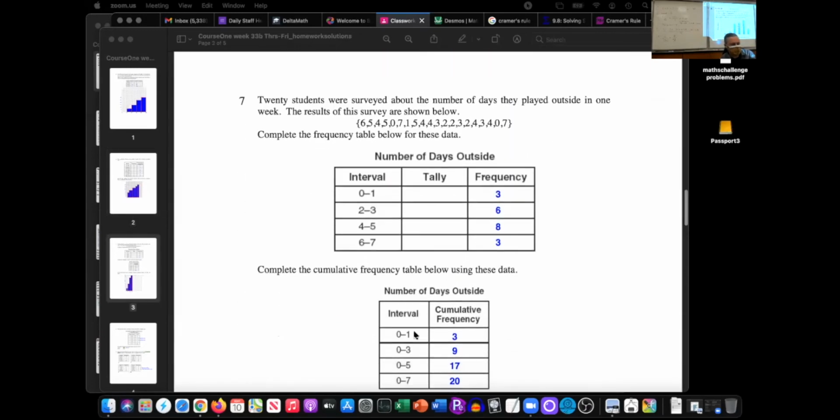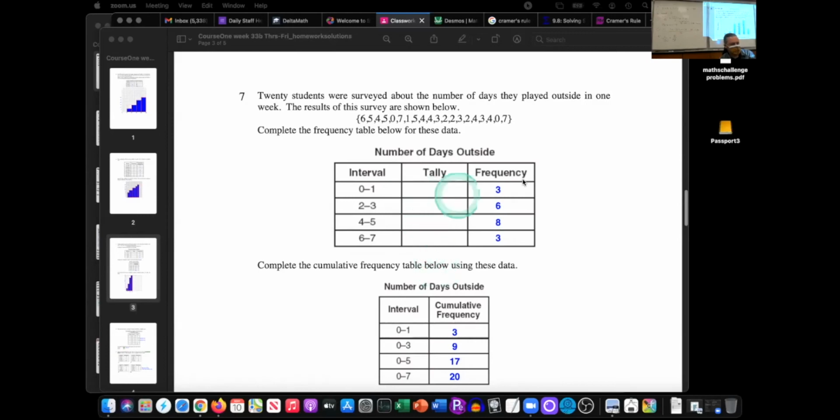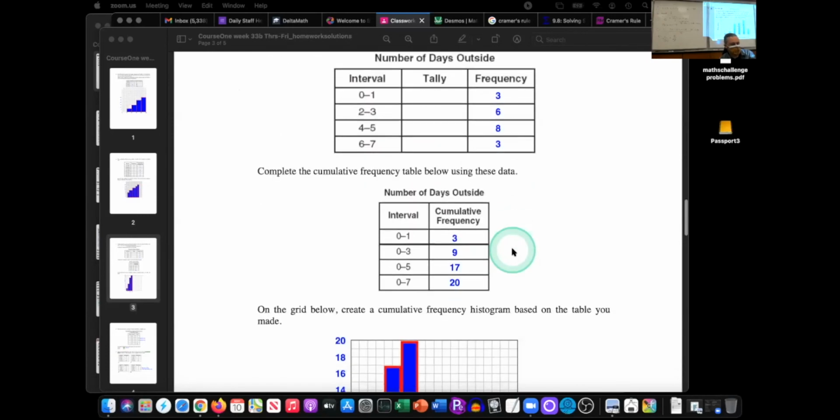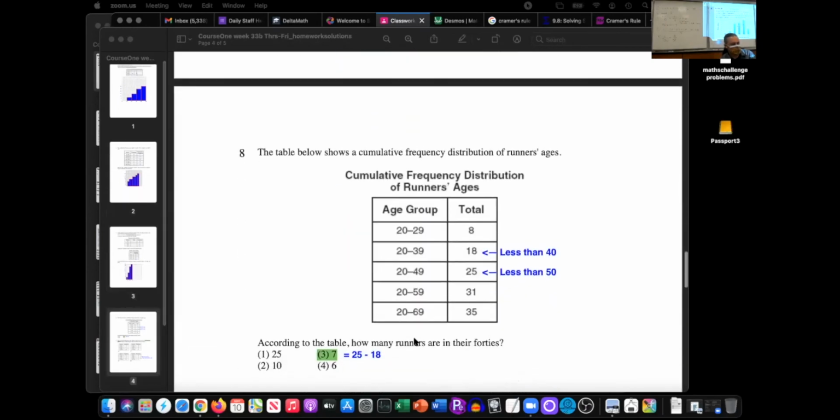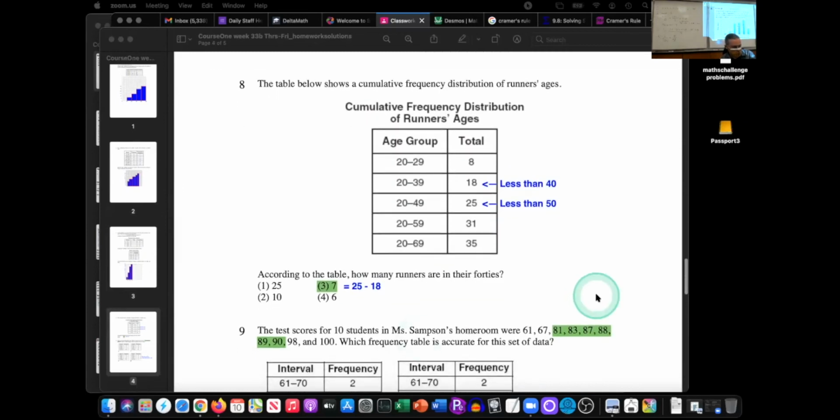Okay, and the same thing here. Now I didn't do the tally marks, okay, but again, notice when we do cumulative frequency, notice the intervals are changing because it's always based upon less than or equal to. All right, so there's your bars, and I just use the last numbers in each interval to make the x-axis. Okay, and then I started asking some questions.